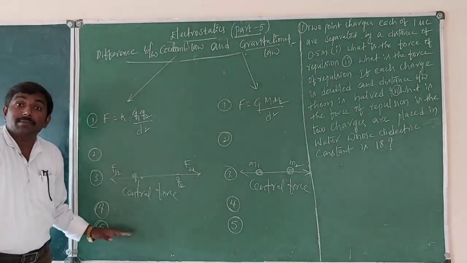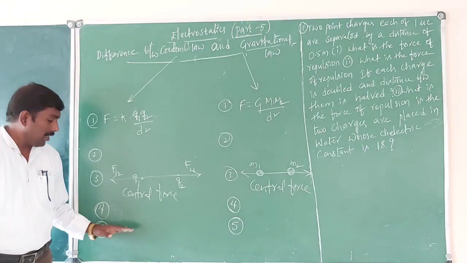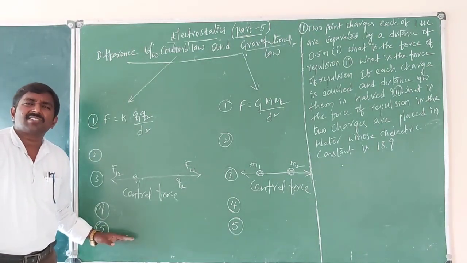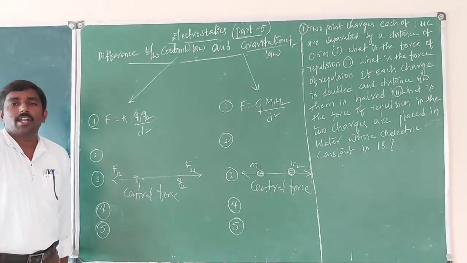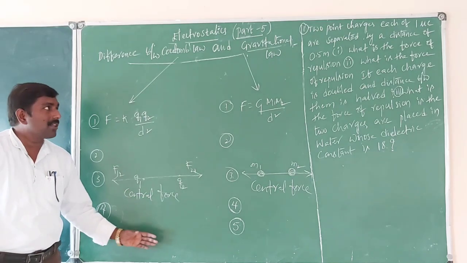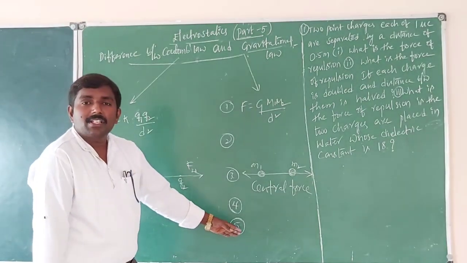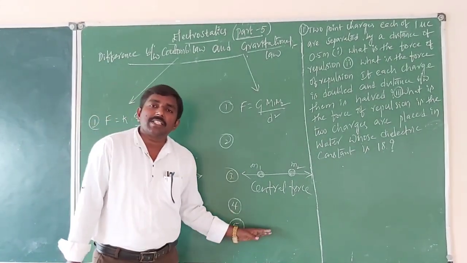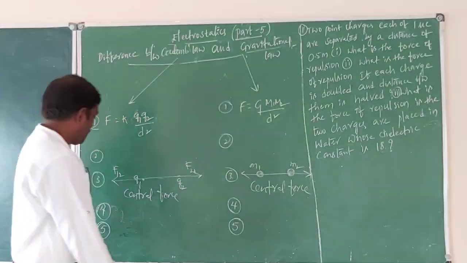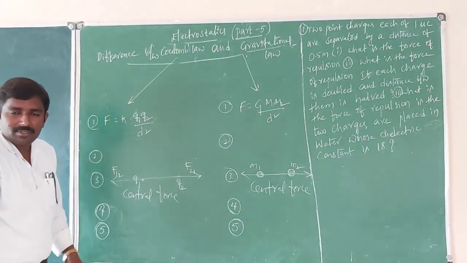Electrostatic force is nothing but Coulomb force. Electrostatic force is the strongest force compared to the gravitational force. Gravitational force is the weakest force in nature. Electrostatic force is nothing but electromagnetic force.